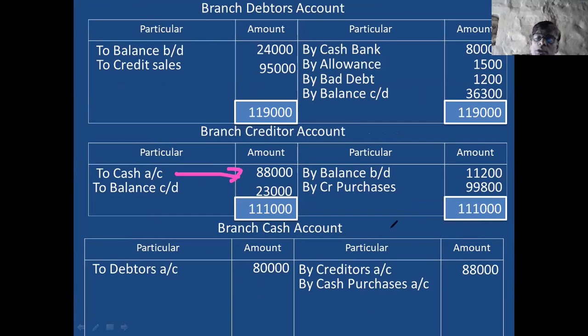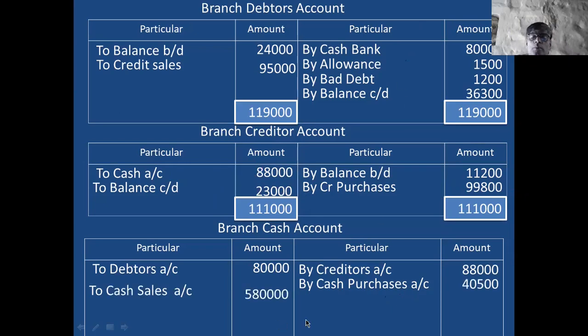This amount is ascertained by opening the creditors account. Opening balance, credit purchase, balance carried down. And this amount is the balancing figure. 88,000 is the balancing figure. Okay. While preparing the slide, I directly recorded the amount. Remember it, that is the balancing figure. 88,000 is the balancing figure. Okay.